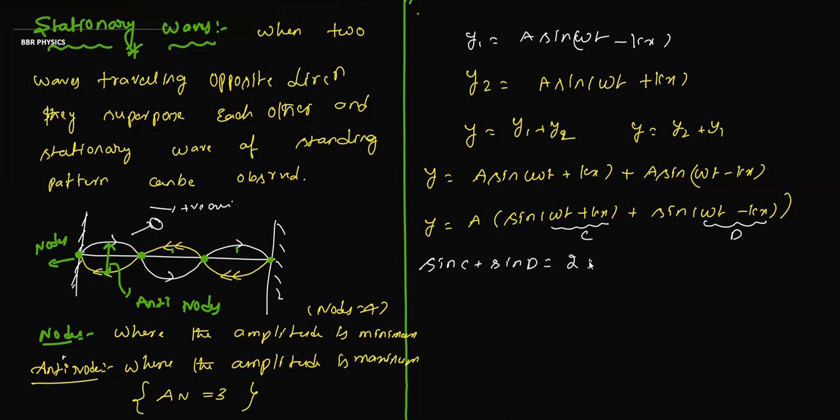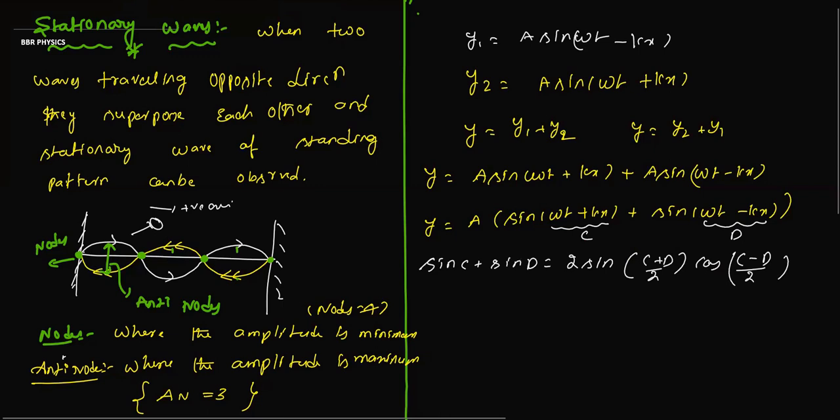2 sin C plus D by 2 into cos C minus D by 2, which we know here. We're going to apply the same formula here. If you apply the same formula here, what will we get?